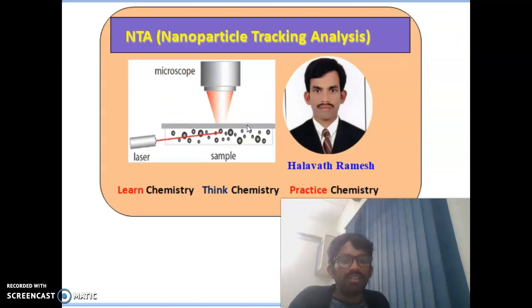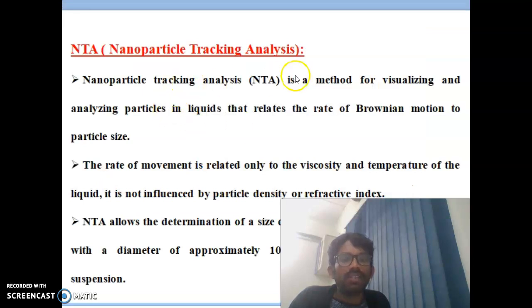in the class. You can see the first one, NTA, nanoparticle tracking analysis, is a method for visualizing and analyzing particles in liquid, and relating the Brownian motion to the particle size. Particles in a liquid state always move in a zigzag manner, that is called Brownian motion. That particle size will be measured by the NTA, visualized by capture with a CCD camera. So the rate of movement is related only to the viscosity and temperature of the liquid.